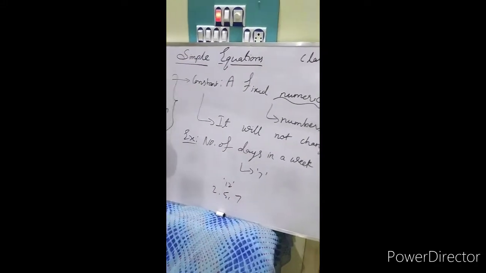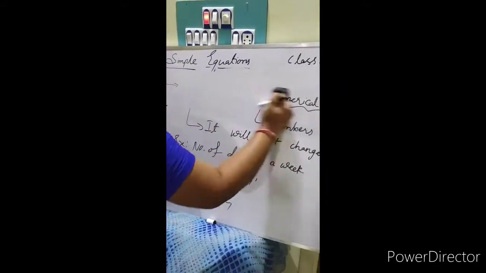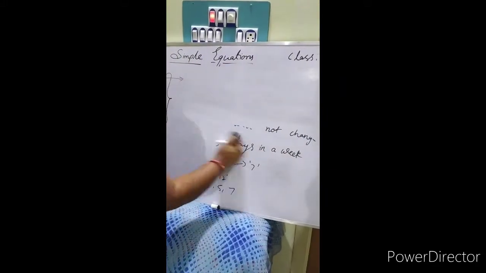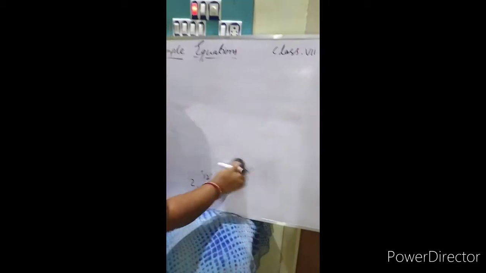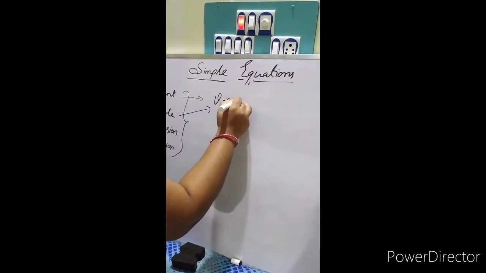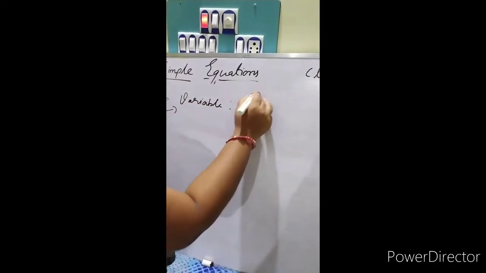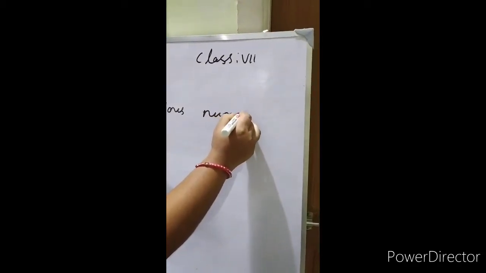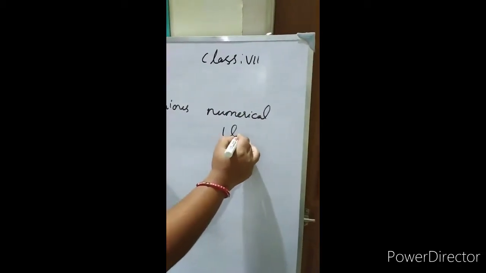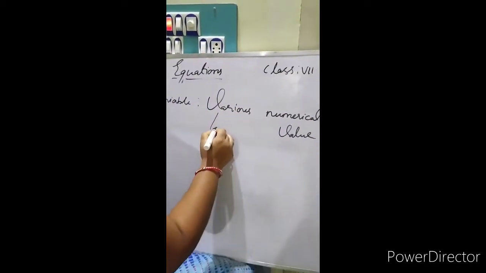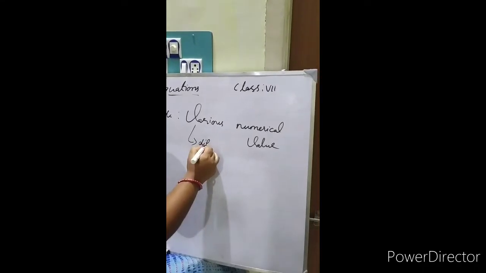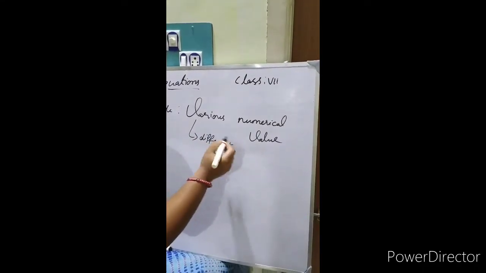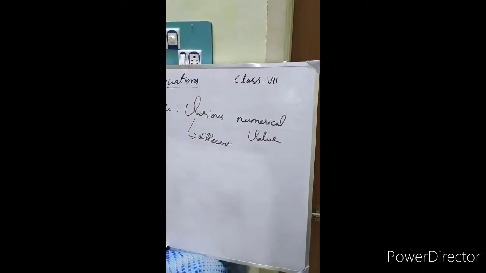So coming to the next one, we will see about the variable here. So what is a variable? Various numerical value is known as a variable. So what is the definition here? Variable. So various means what here? What is the meaning? Different. So different numerical values are known as variables.